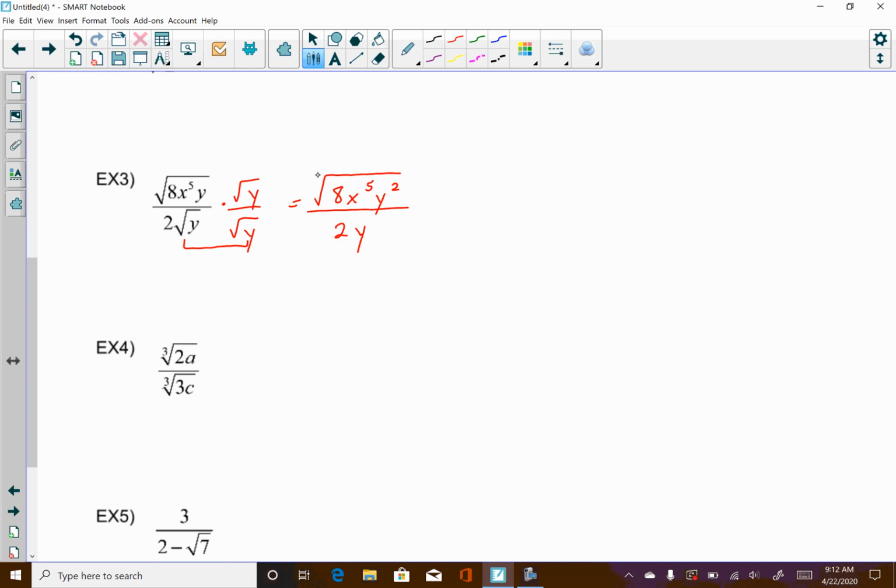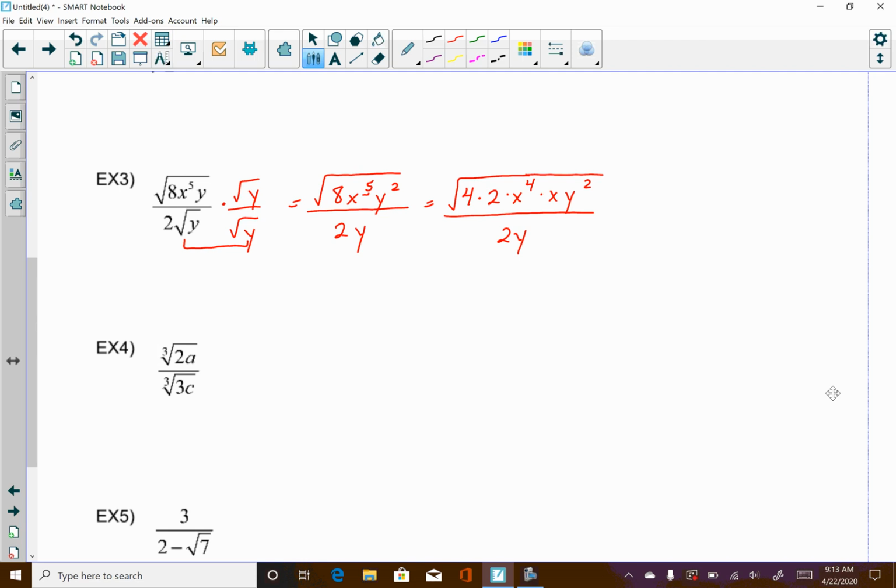Okay. Alright, so now up top I just need to clean up. I need to be able to take the square root of the value, and then exponent wise I need these to be multiples of 2. So I can rewrite 8 as a perfect square, so 4 times 2. X to the 5th I can rewrite as x to the 4th times x, and then I've got my y squared. All that's underneath the square root, and then on the bottom I still have my 2y, and it's outside the house. I've gotten rid of that square root.